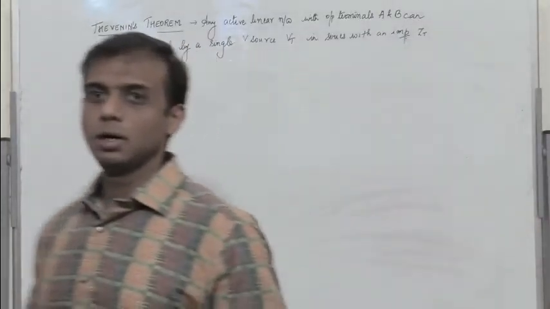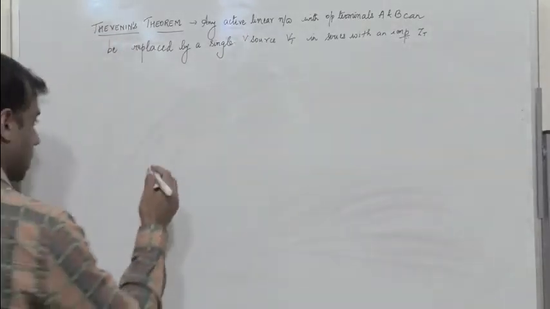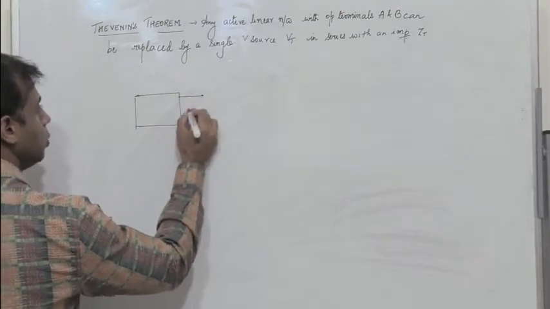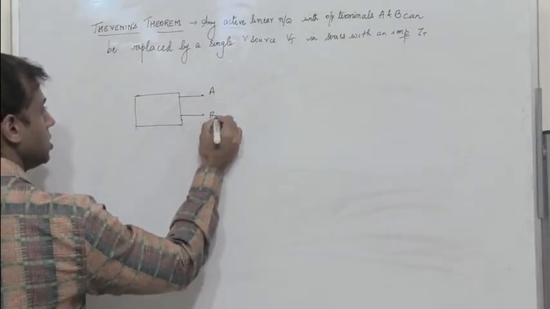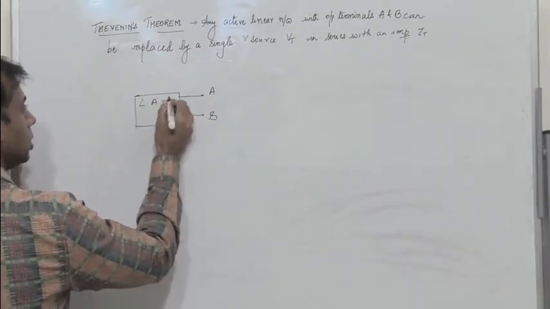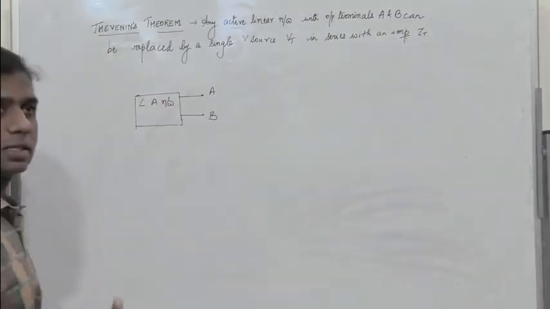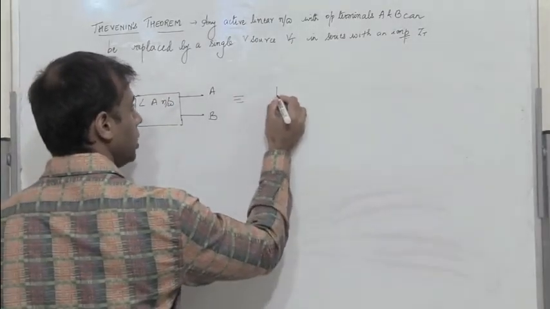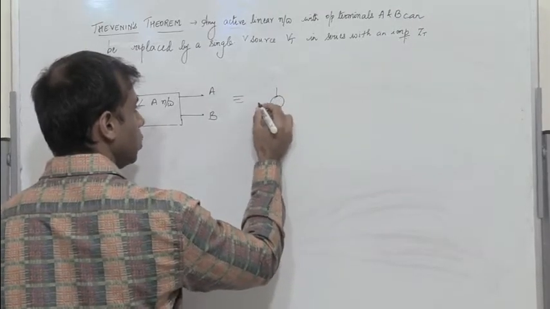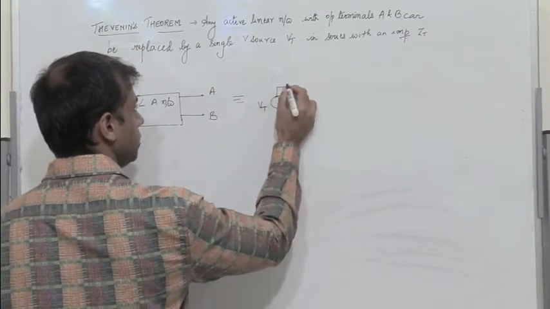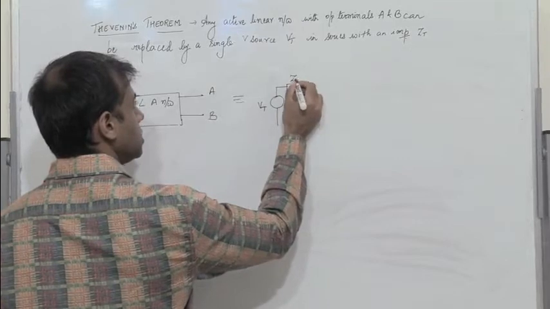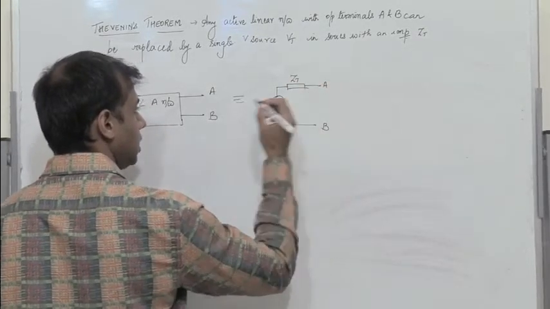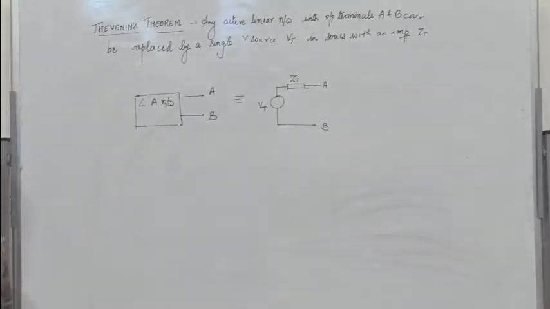So we have a linear active network with two terminals A and B. The theorem states that this can be represented by, or is equivalent to, a single voltage source Vt in series with a single impedance Zt connected across the two terminals A and B.